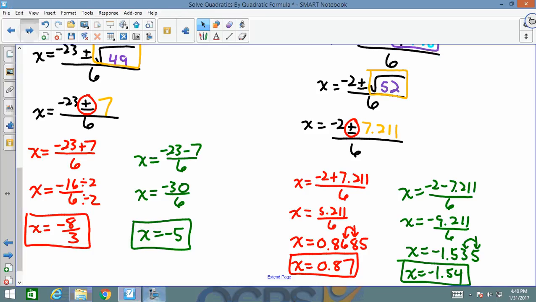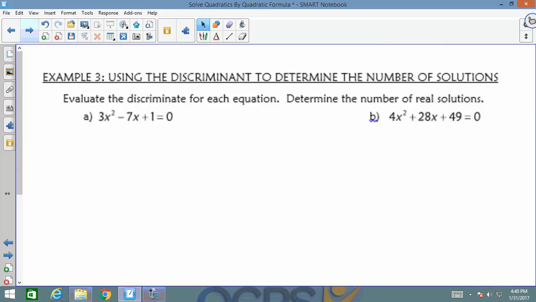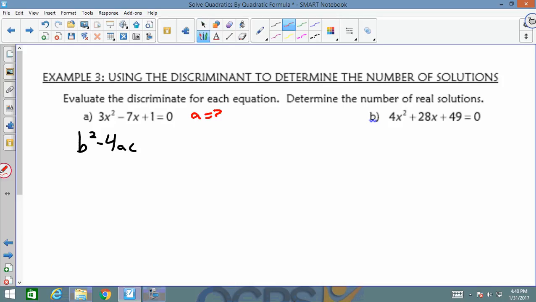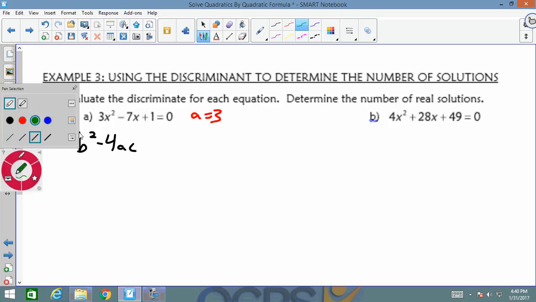Okay, the last thing we're going to talk about is the discriminant, okay, which we talked about at the beginning. The discriminant is just b squared minus 4ac. Okay, so we need to identify a, b, and c. So a is 3, b is negative 7, and c is 1. So let's substitute them into that formula.